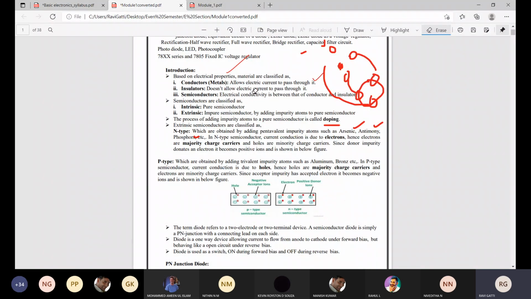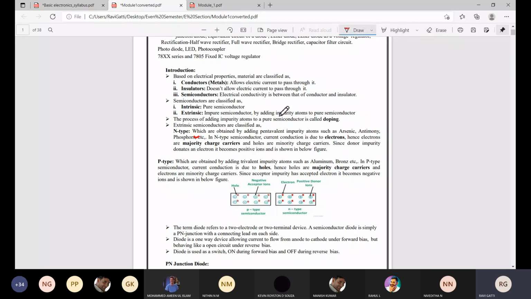What you need to remember here is that semiconductors fall between conductors and insulators. If you give them some external excitation, the conductivity can be increased. There are two types of semiconductors: intrinsic and extrinsic. Intrinsic semiconductors are pure semiconductors whose conductivity can increase at room temperature itself.